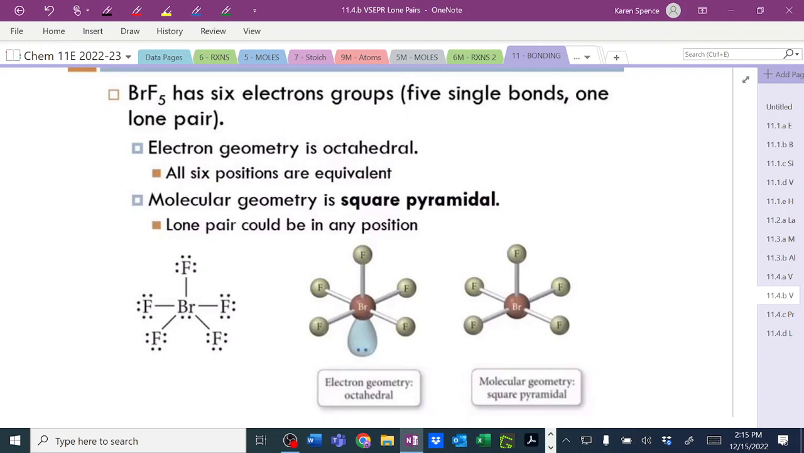Now, does it matter whether the lone pair removed is axial or equatorial? No, because everything's at 90 degrees, right? You could turn the molecule sideways and all of a sudden the things that were equatorial are now axial. It's not like the other one where you've got 120 degrees. These are all 90 degrees. So it doesn't matter where you put it. We may as well put it on the bottom so that we could actually see our square pyramid. Yes?